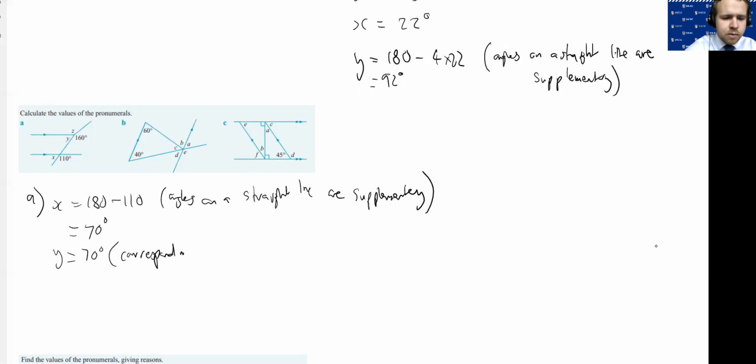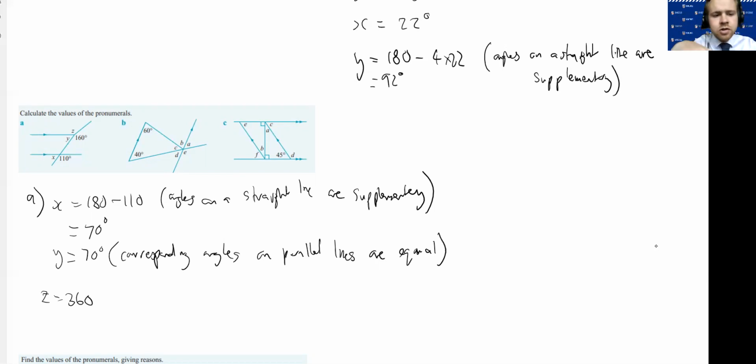Corresponding angles on parallel lines are equal. And then to find z, okay, I need to do an angle at a point, or angles of a revolution. So I can say z equals 360, because that's how much a revolution is, minus 160 minus 70. Okay, that's angles at a point.